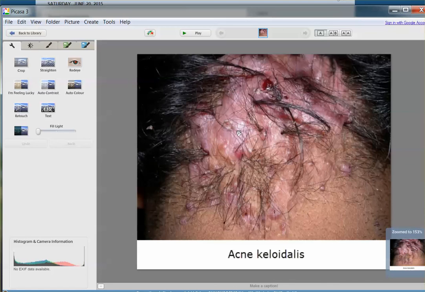So this is the sort of thing that can happen in a good going case of acne keloidalis. And really, you need a month of appropriate high-dose antibiotics to try and sterilize this area. Paradoxically, sometimes retinoids, isotretinoin, orally, like Roaccutane, just as you would in acne, can actually help in this condition as well.